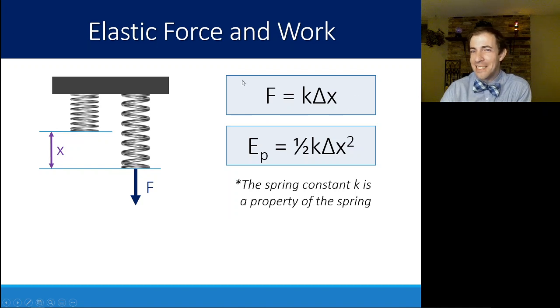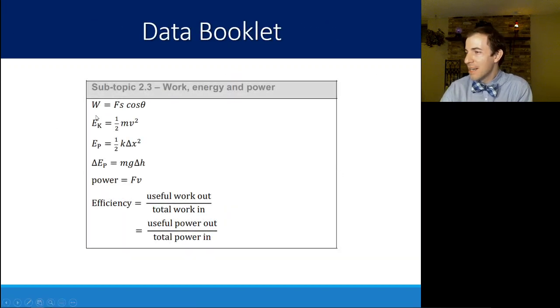The force is not actually given to you in your data booklet. The reason I'm presenting it here is because that's what gives K some meaning, that spring constant. But what you're going to see in your data booklet here is 1/2 K delta X. So let's see what that looks like here.